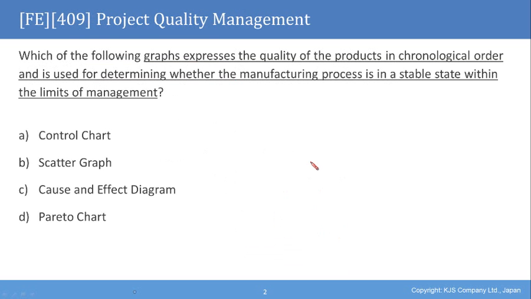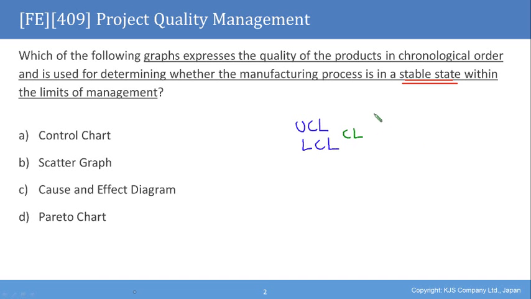Now to come back to the question, which asks: which of the following graphs expresses the quality of the products in chronological order and is used for determining whether the manufacturing process is in a stable state within the limits of management? And so the key word here is the stable state. And as we discussed earlier, when we were talking about the control limits, we talked about the upper control limit and the lower control limit, and you had the center line, which was in between the two.